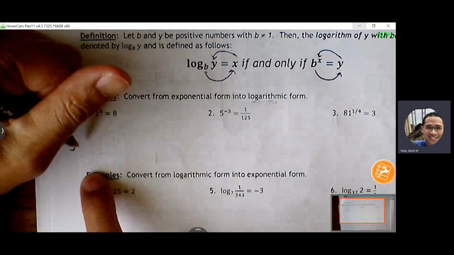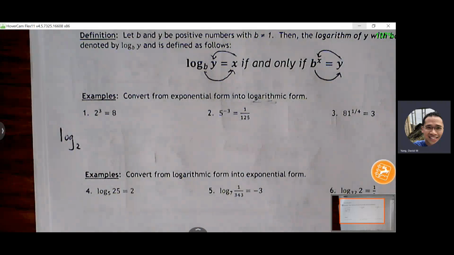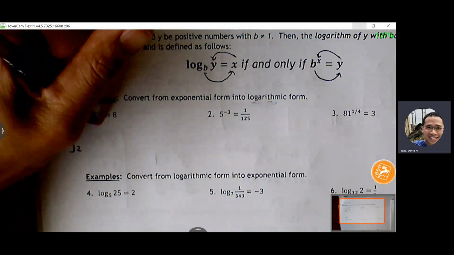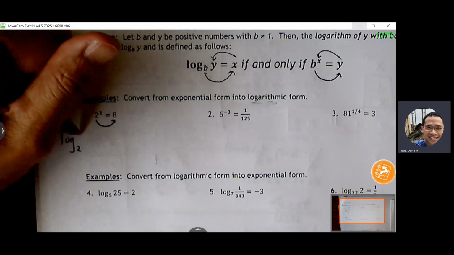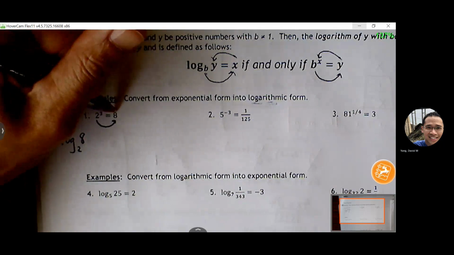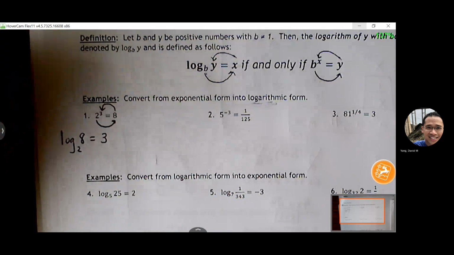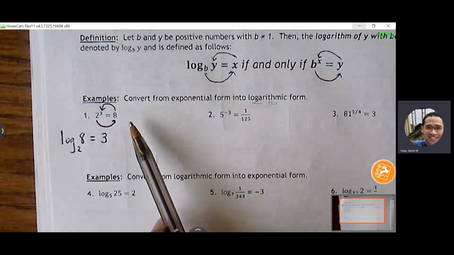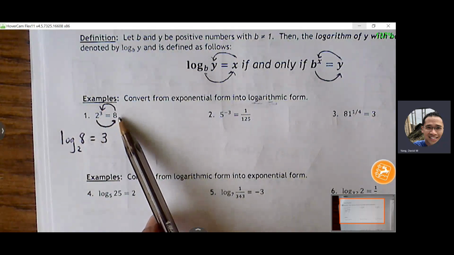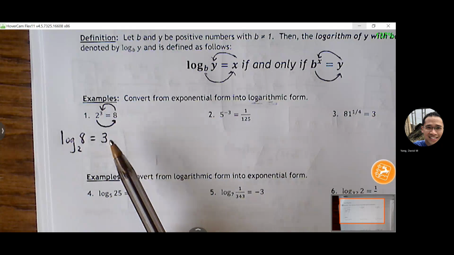So log base 2, that's going to end up looking like a subscript. And you're going to go in a circle. Log base 2 of 8 is equal to 3. So these are the same things, it's just that we have one in exponential form, one in log form.